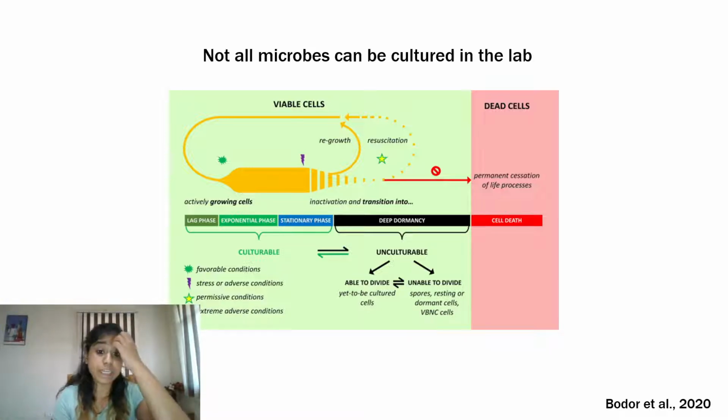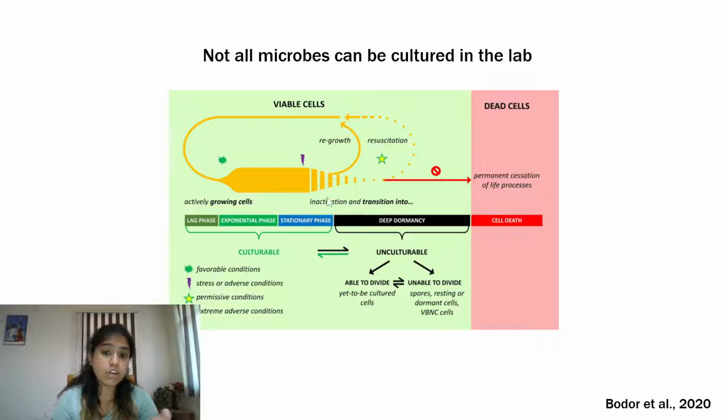So this phase of deep dormancy, where there is an inactivation of growth, after this point they can either start regrowing again. They can get back to this viable phase and start growing back again, or just stop growing for a while. And when conditions become good, available, or permissive conditions start appearing again, they can get resuscitated and go back into this growth phase of exponential phase and so on. This happens after they enter the dormant phase.